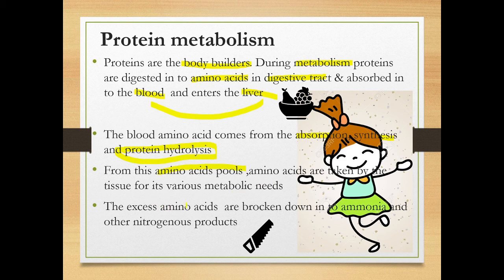So the excess amino acids are broken down into ammonia. If there is excess amino acid, if there is a lot of protein intake, then the excess amino acids are broken down into ammonia and other nitrogenous products. And what is the use of these amino acids? These amino acids are taken by the tissues for their various metabolic needs.